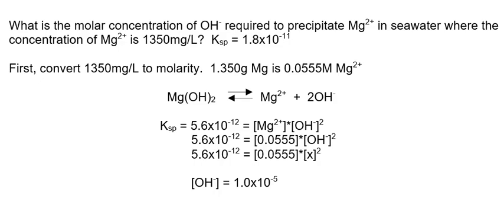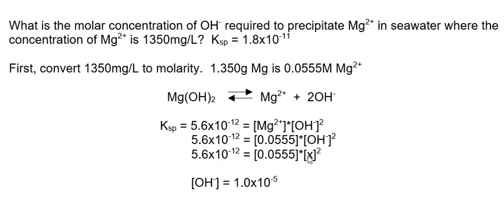Well, the first thing we need to do is get that milligram per liter value into molarity, so we could use that value in the Ksp expression. So 1.350 grams converted to molarity in 1 liter is 0.0555 molar magnesium ion. As we did before, we'll set up the solubility product expression where the Ksp is 5.6 times 10 to the minus 12th, and our unknown in this case is hydroxide. And solving for x, which is the concentration of hydroxide, the value is 1.0 times 10 to the minus 5th.